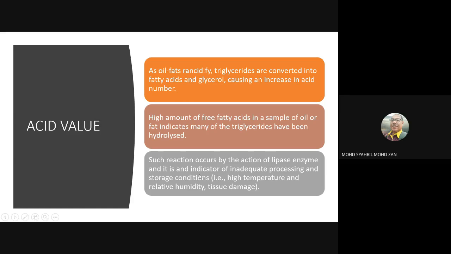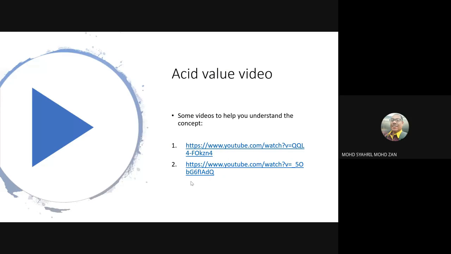So why you need to know about acid value is to show ataupun mengetahui processing and storage condition of certain food or product from industries. So bila kita tahu bahawa makanan itu rosak, mungkin sebabkan kerana storage. Yang kedua mungkin kerana processing, right? That's the meaning of acid value all about. Okay, there are videos for you to see. Okay, there are two videos, number 1 and number 2. You can see on your own.